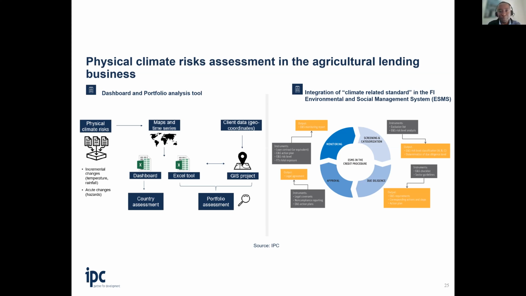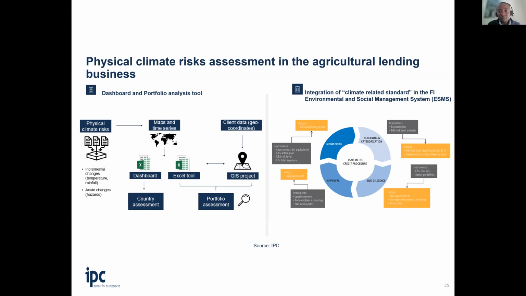And then the second approach on the right-hand side is what we call the integration of whole climate vulnerability assessment procedure into the environmental and social management system. So what is exactly an environmental and social management system? It's just simply a set of policies, procedures, and tools that has been put together in order to identify, to assess, but also to manage environmental and social risk of financial institutions, on the daily operations.